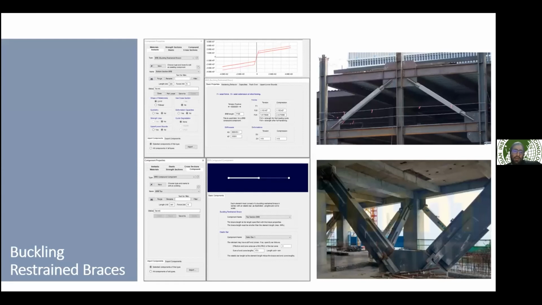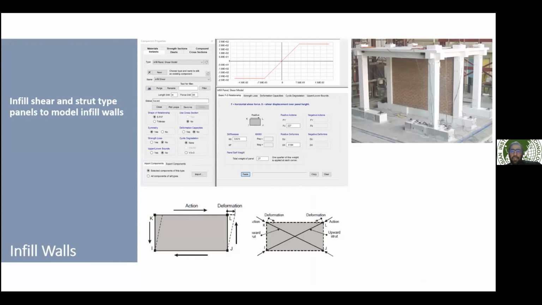There are some special components that are also available in PERFORM, which you can use to model special elements. So if you have buckling restraint braces in your project, then you can use the BRB element in PERFORM and then model your buckling restraint braces as nonlinear as well. If you are inclined towards modeling the infill walls, then you have the option of the infill panels that are available in PERFORM. You can use them, and then you can model your infill walls as nonlinear as well.